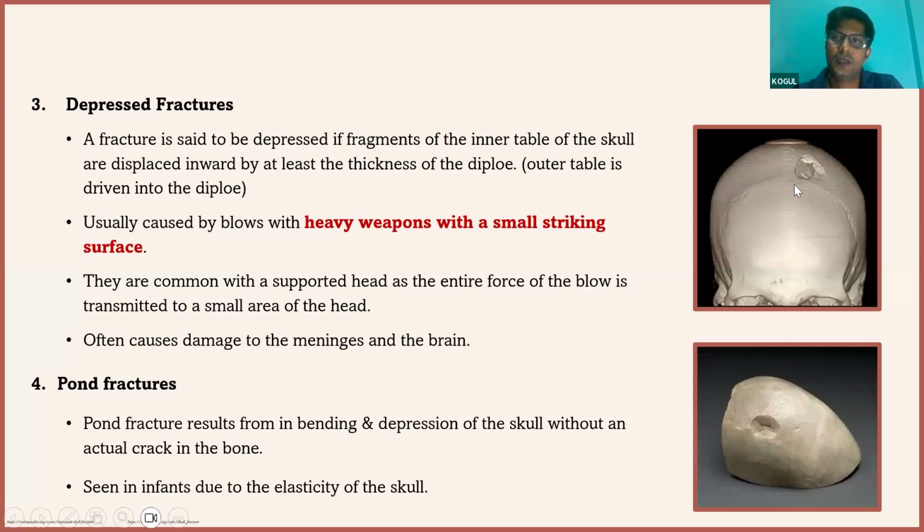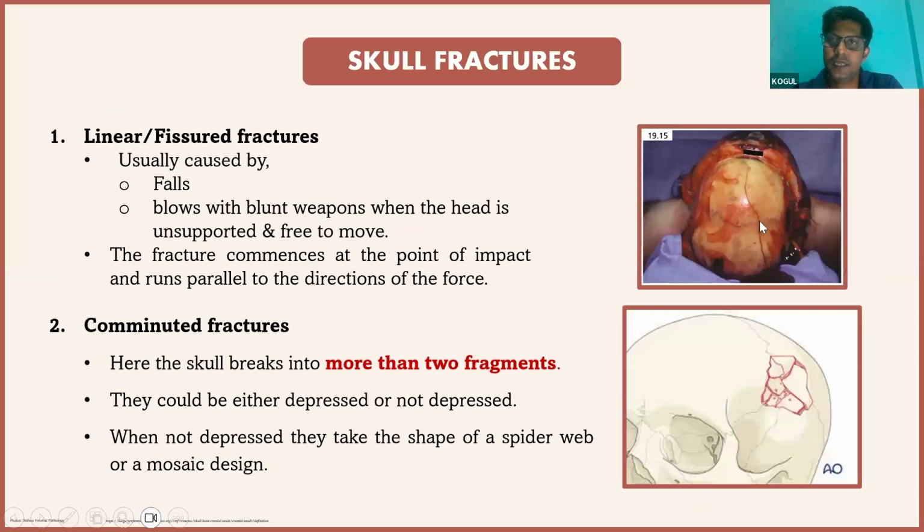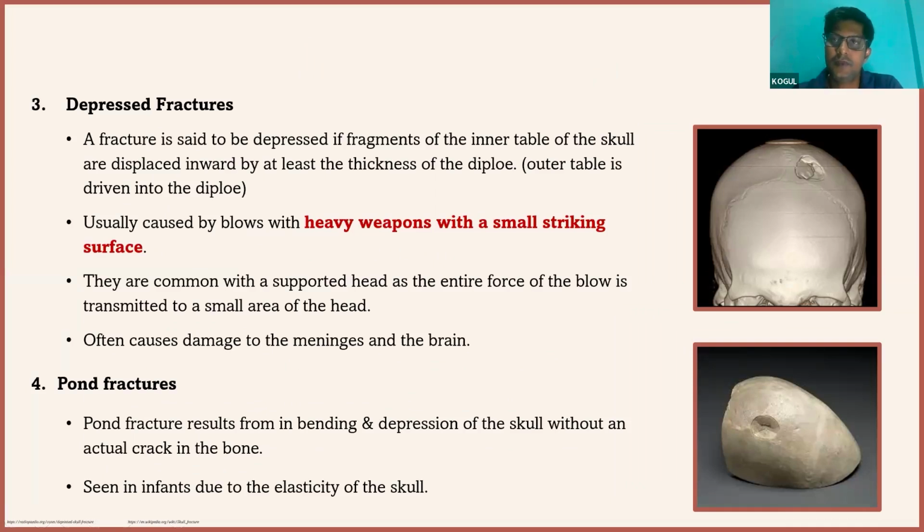Linear fractures and mosaic type fractures most commonly occur in falls, because a fall is on a broader surface. But a depressed fracture indicates violence, usually assault.